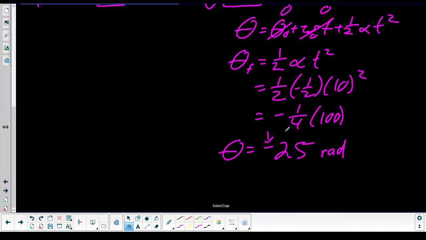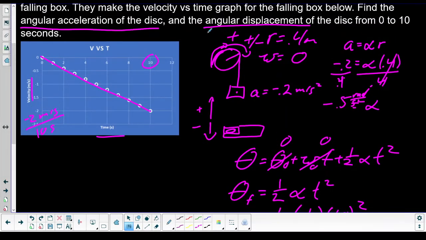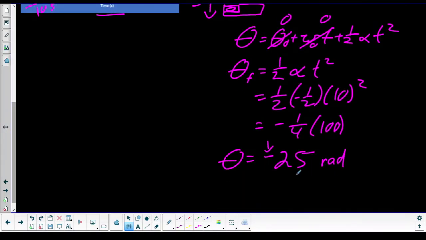Again, this negative is just telling us that we're rotating in the negative direction because down is negative. We'll say that way is negative too. So there we go. We go 25 radians. What is that in rotations? It's like 4 something, I think. 25 divided by 2 times pi.